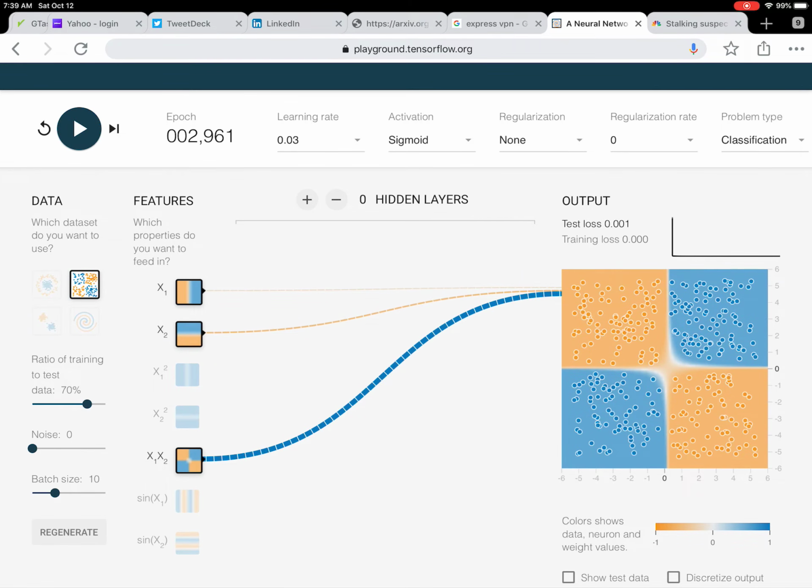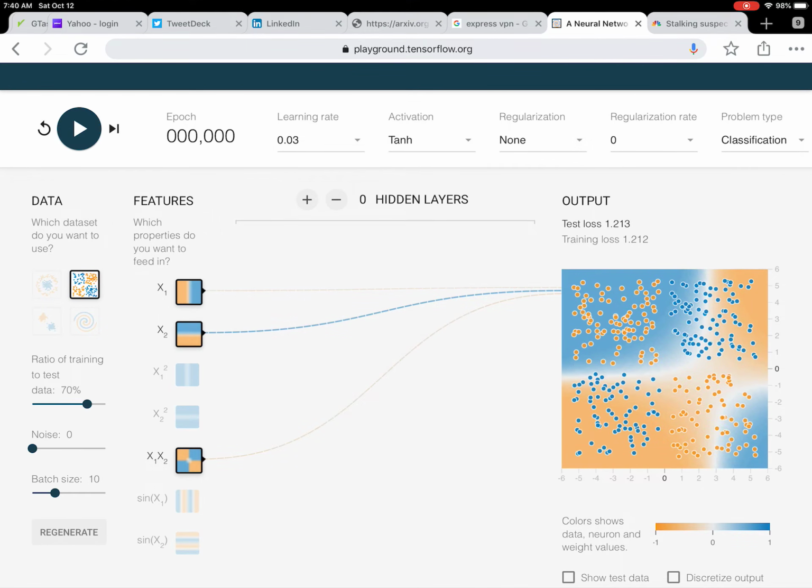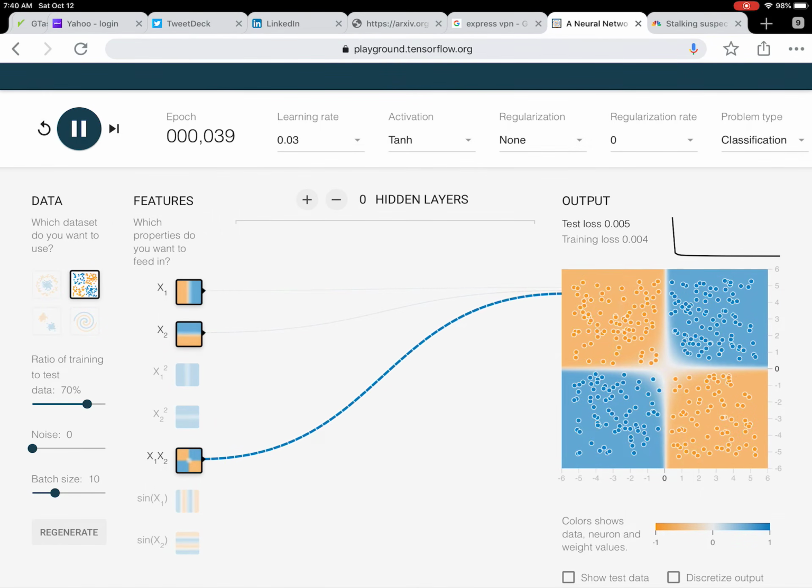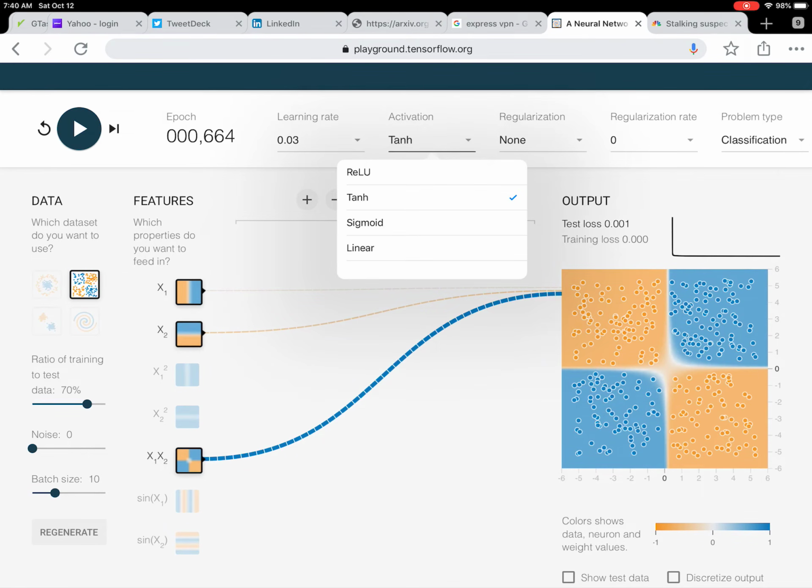One other thing I want to show while I'm here is what happens if I use different kinds of activation. So instead of sigmoid, let's say I use tanh activation, then reset it and start it. Then the shape of the boundaries might change a little bit. That's the kind of thing that winds up happening. So you should play with other kinds of activation functions.